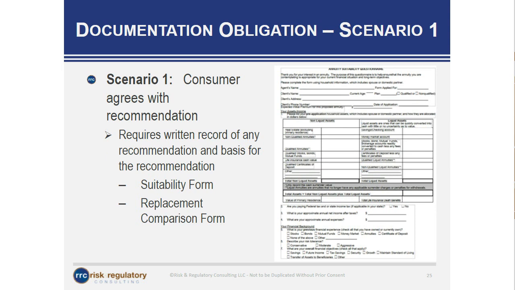As a best practice, in the case of a replacement transaction, some companies have developed and require a standalone replacement comparison form to be completed in order to assist the producers in documenting the basis for the recommendation. These companies also require that the comparison form be submitted along with the annuity application. We have also seen instances where replacement comparison information is baked into the suitability form itself.